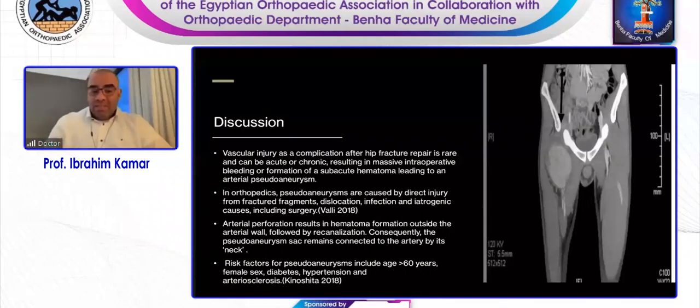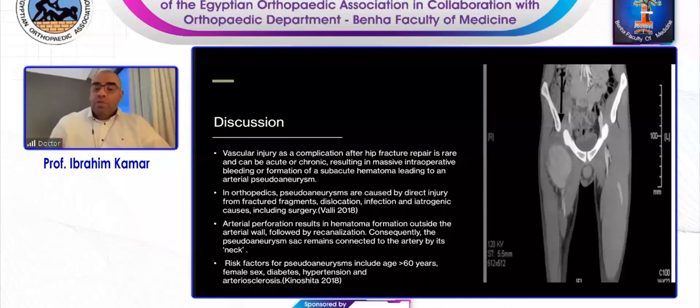In orthopedics, pseudoaneurysm can be caused by direct injury from the fracture fragment itself, dislocation, infection, or iatrogenic causes including surgery. Arterial perforation results in hematoma formation outside the arterial wall, followed by recanalization. Consequently, the pseudoaneurysm sac remains connected to the artery by its neck.